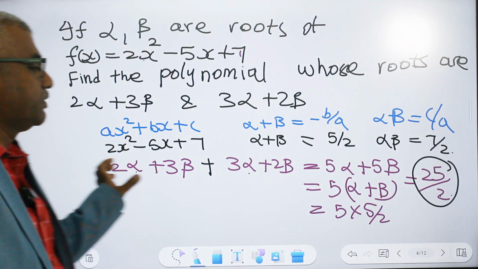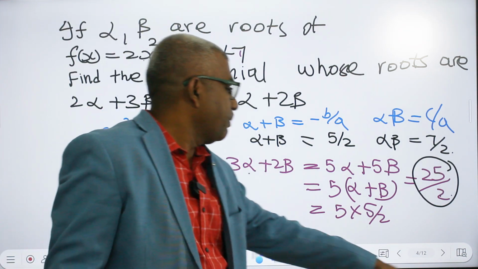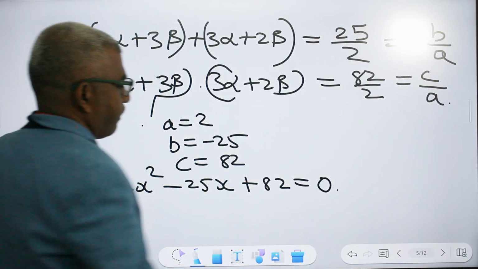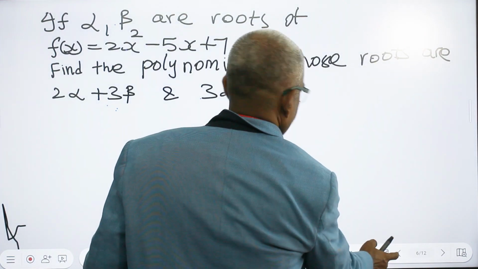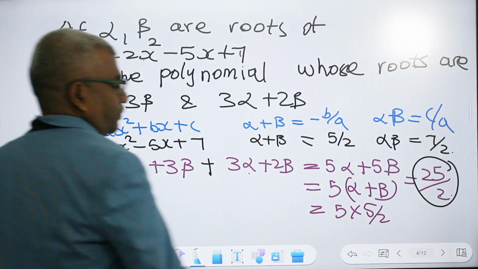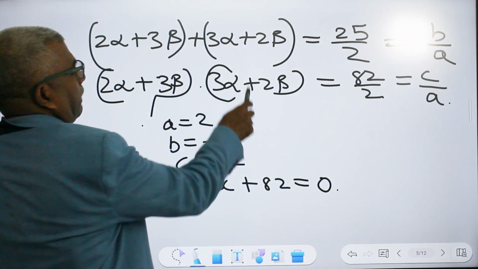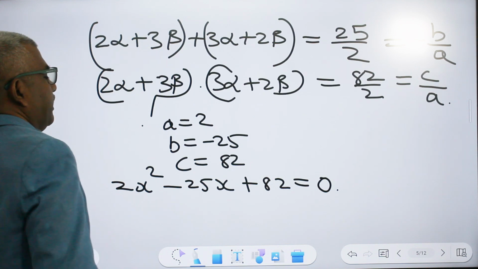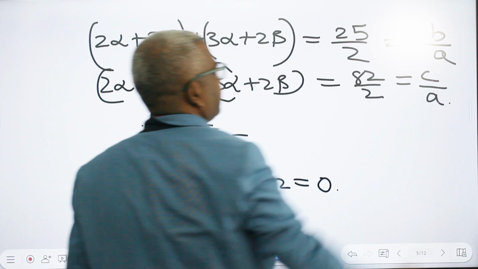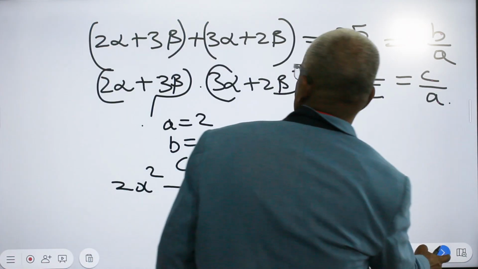The sum of the new roots is 25 by 2. Then the product of the roots we found is 82 by 2. We multiplied and rearranged, so that is c by a. Then from this we found a is 2, b is minus 25, c is 82, and we frame the equation. Copy down.